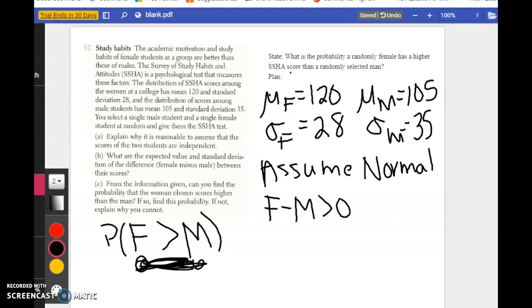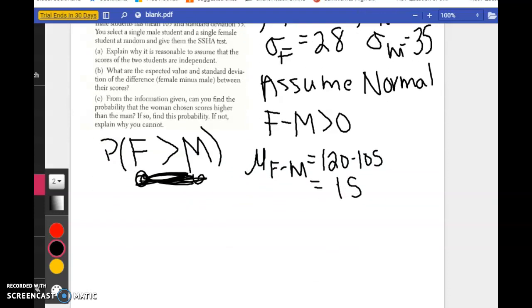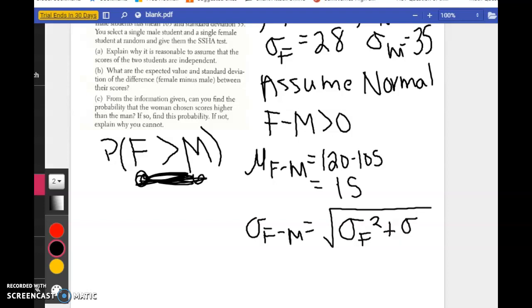So I can find this distribution, female minus male, and I did this in my video. That means its mean is 120 minus 105, and that was 15. And for the standard deviation of female minus male, that's just going to be the sum of the variances, and then square root. Let me go back to my work. That ended up being 44.822.